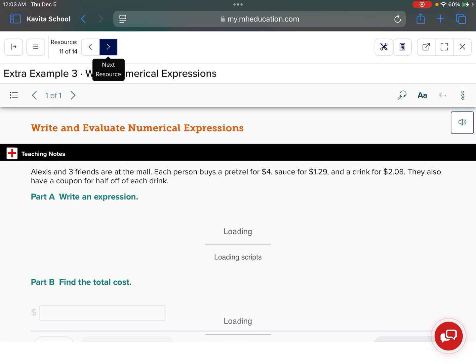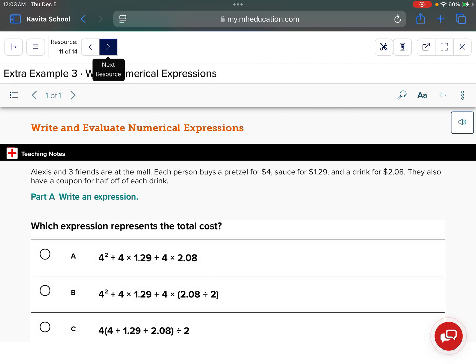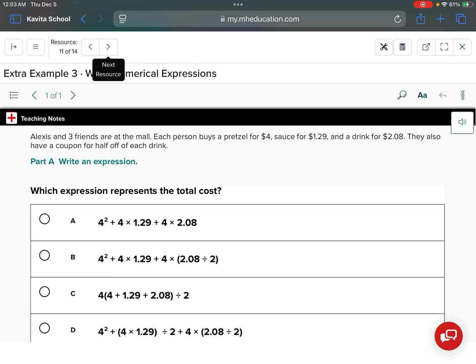Let's look at the extra example problem. In this case, I'm actually going to go over this extra example problem because I did not do the check problem with you. Let's see, Alexis and 3 friends are at the mall. Each person buys a pretzel for $4, a sauce for $1.29, and a drink for $2.08. They also have a coupon for half off of each drink. So to write the expression for this, we're first going to consider how many people there are. So it says here Alexis and 3 friends. So there are a total of 4 people.